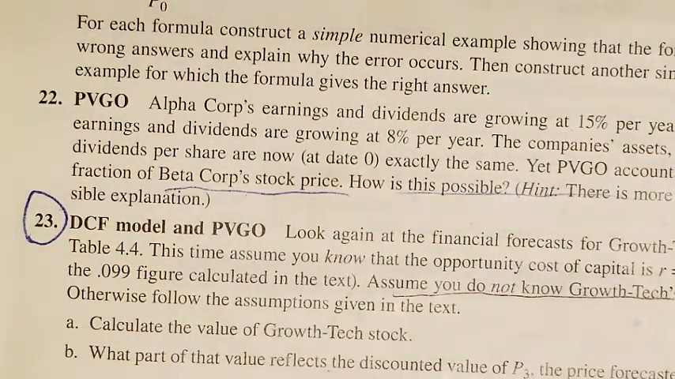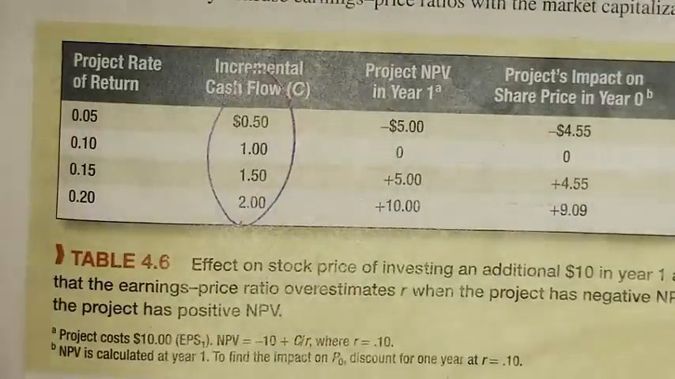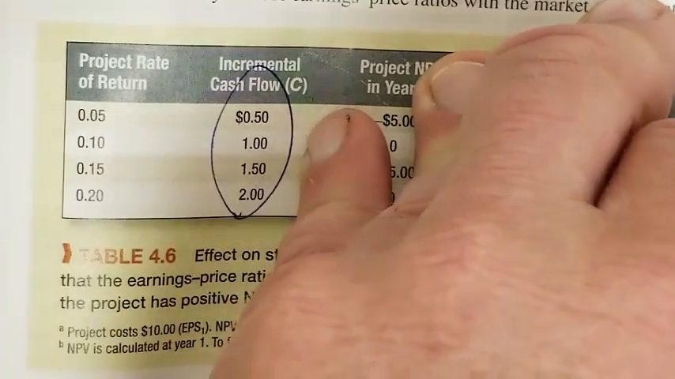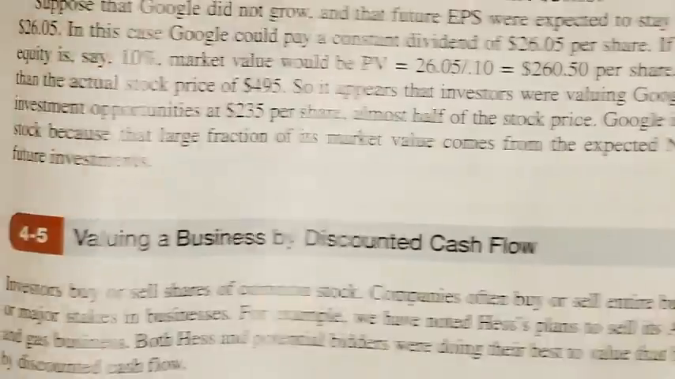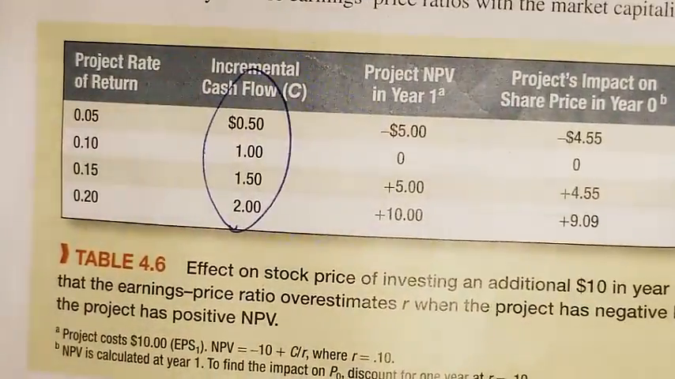Let me get right back to where we're at. So we're evaluating number 23, the discounted cash flow model, and then using PVGO, the present value of growth opportunities. The link between the stock price and earnings per share is the net present value of all future growth opportunities. Okay, so let me get back to this.